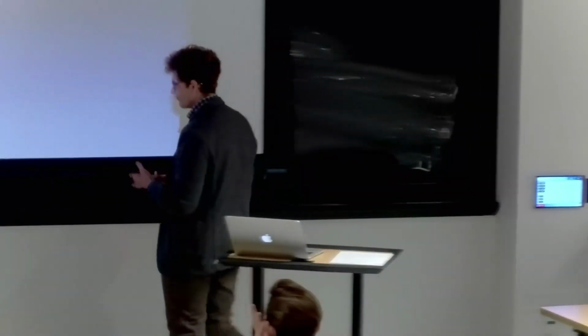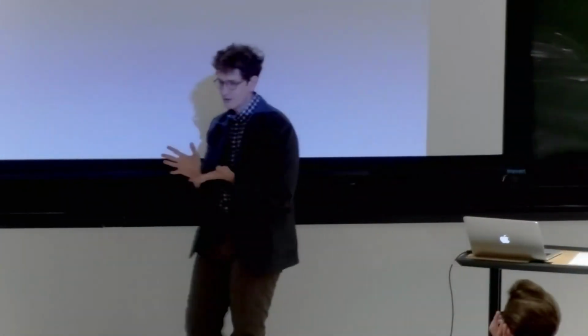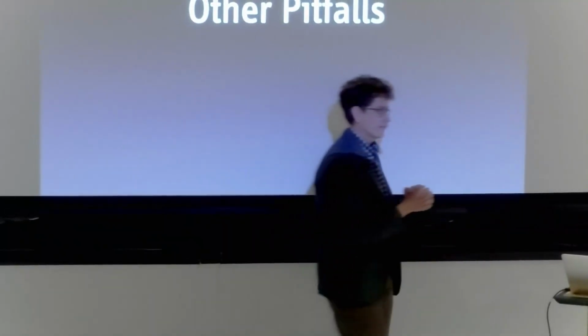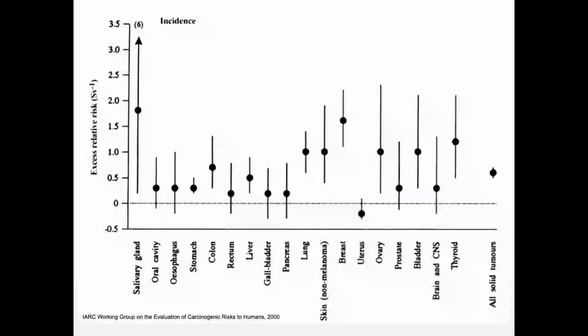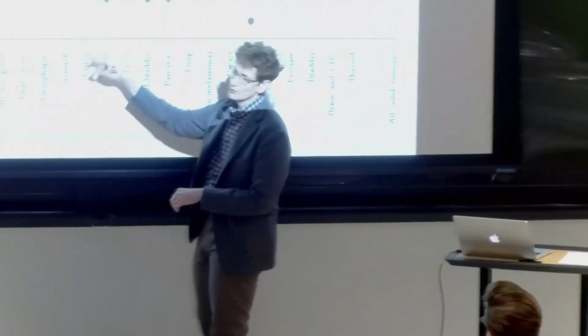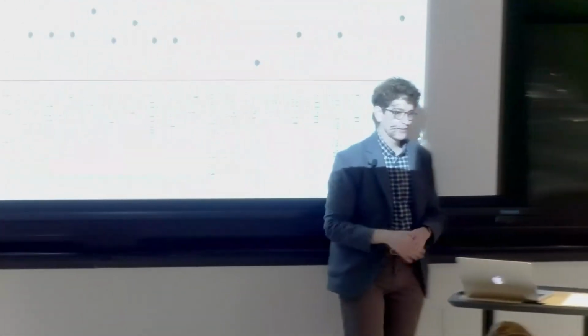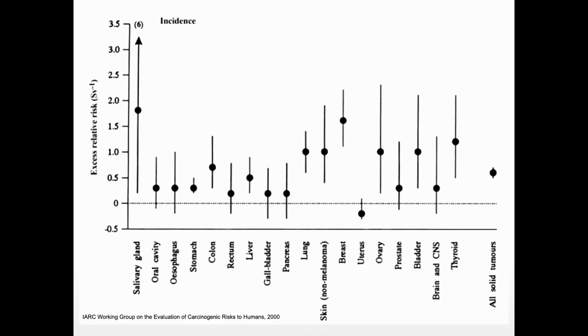There are some other pitfalls that you should be aware of when looking at radiation dose-response models that sometimes people fall into. Here's an example of one of them. This is the excess relative risk for cancer, for exposures per sievert of radiation to different organs. Remember, we talked about tissue-weighted dose? You can see here that it's not uniform depending on the tissue.